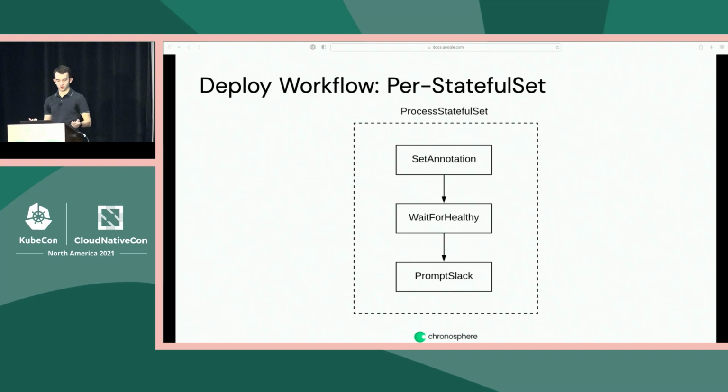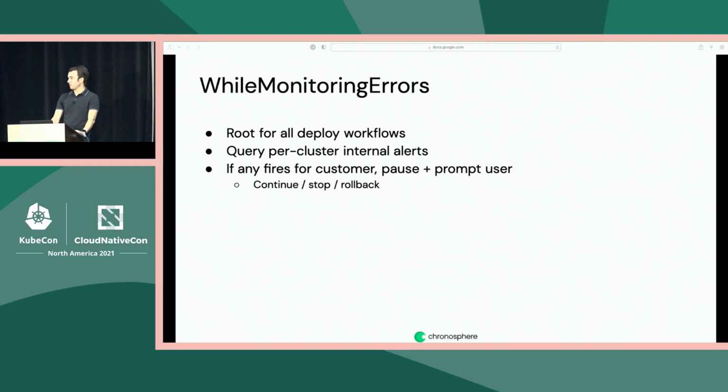What's great is that all of these workflows run while another workflow is in parallel checking for errors, and will actually stop the deploy if anything in the system becomes unhealthy. And again, this is based on more than just any one pod's given health checks. This is based on a view of the entire system. So if any alerts begin firing for the cluster, then we will halt execution of the workflow. This notification goes out to the user again as a Slack message and they can choose what to do.